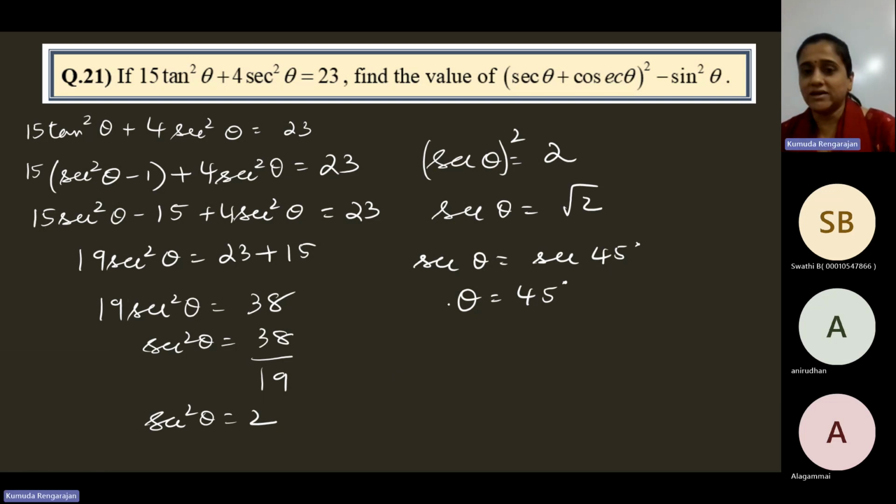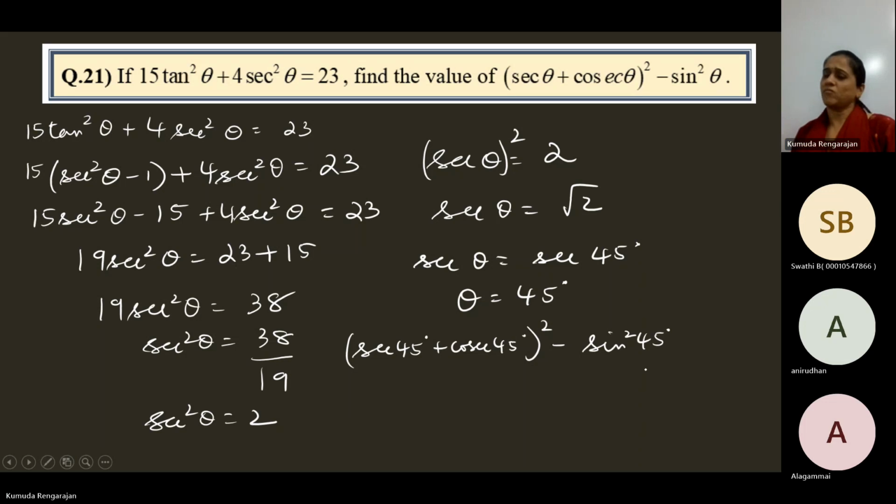We found theta here, right? So now what should you find? Secant 45 degrees plus cosecant 45 degrees, the whole square, minus sine 45 degrees, the whole square. You understand this also, right? That's all.